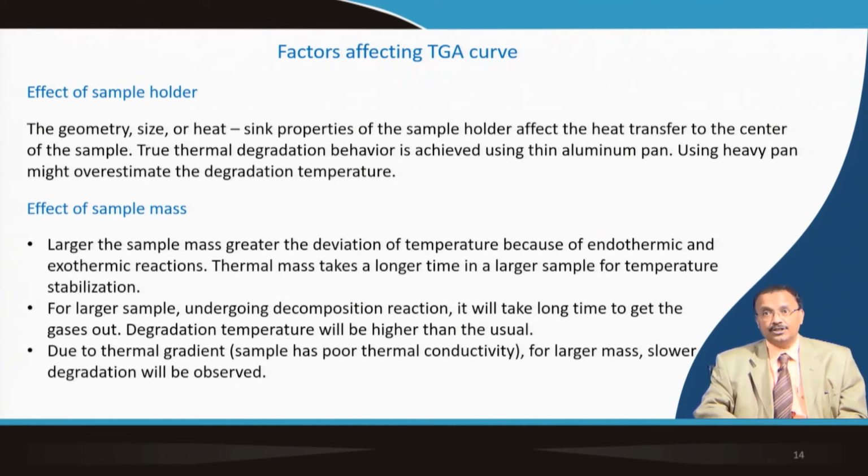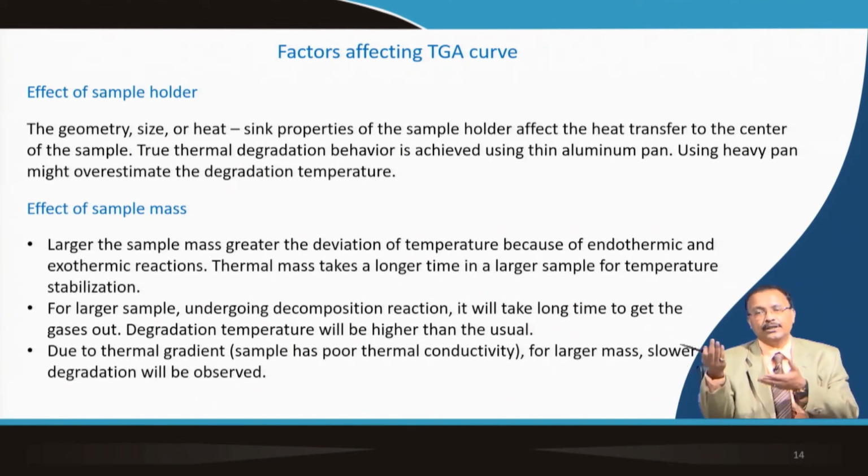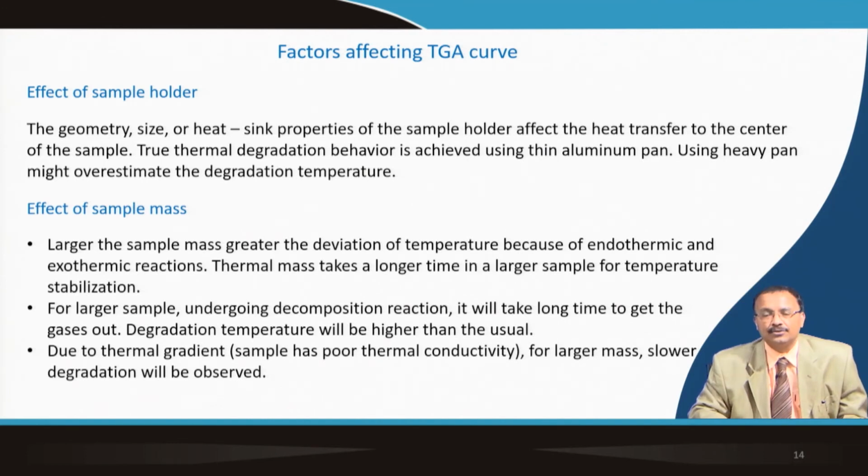If you take a large sample weight that is undergoing a decomposition reaction, it will take a long time for the gases to come out of the sample. So, the degradation temperature, in fact, will be estimated higher because the weight loss will simultaneously be taking place. So, it will be higher in case of a larger sample. And of course, due to the thermal gradient, particularly for those samples which have poor thermal conductivity, for larger mass, slower degradation will be observed.